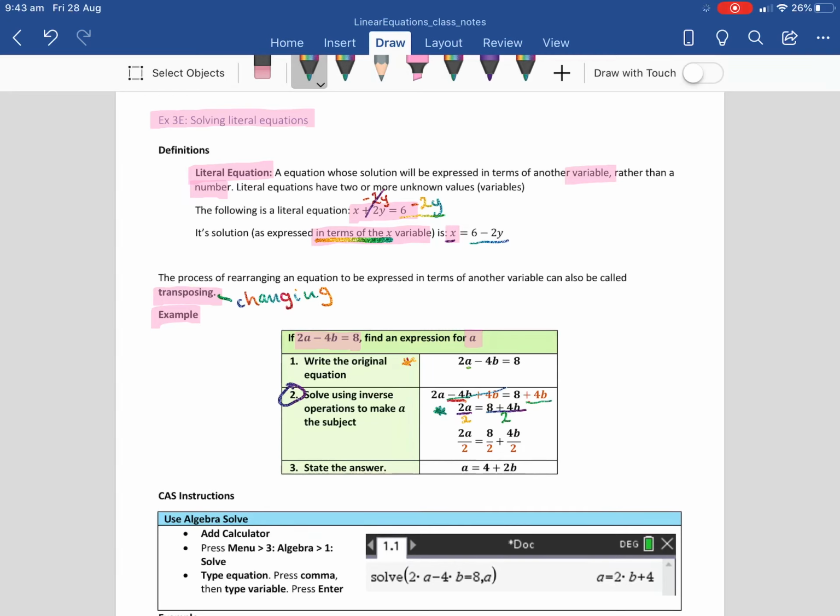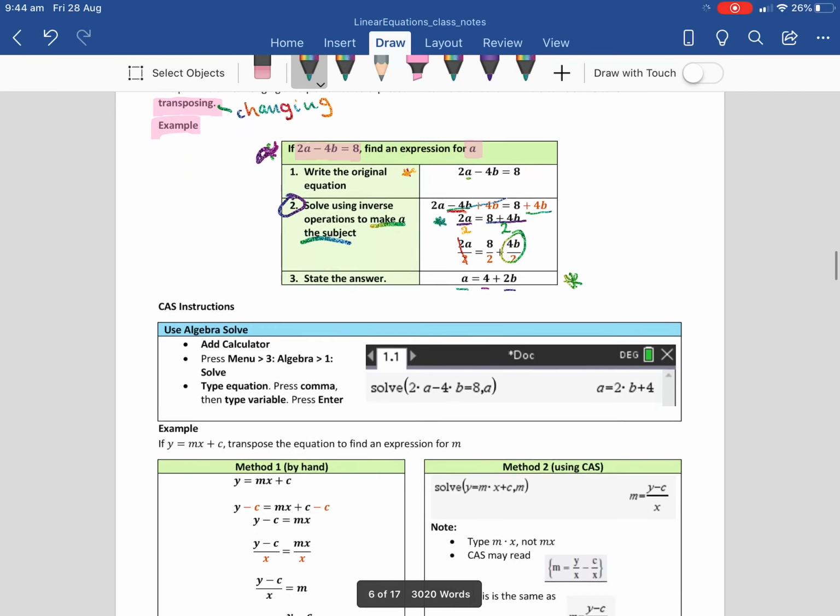Okay, so 2a divided by 2, so that goes away. So we've got a by itself, which is what we want, and we just need to simplify the other side. So 8 divided by 2 is 4, and 4b divided by 2 is 2b. Okay, so we have transposed this equation to make a the subject down here. So there's a few different synonyms here, so it's either transpose, or express in terms of whatever variable, or make a or x the subject.